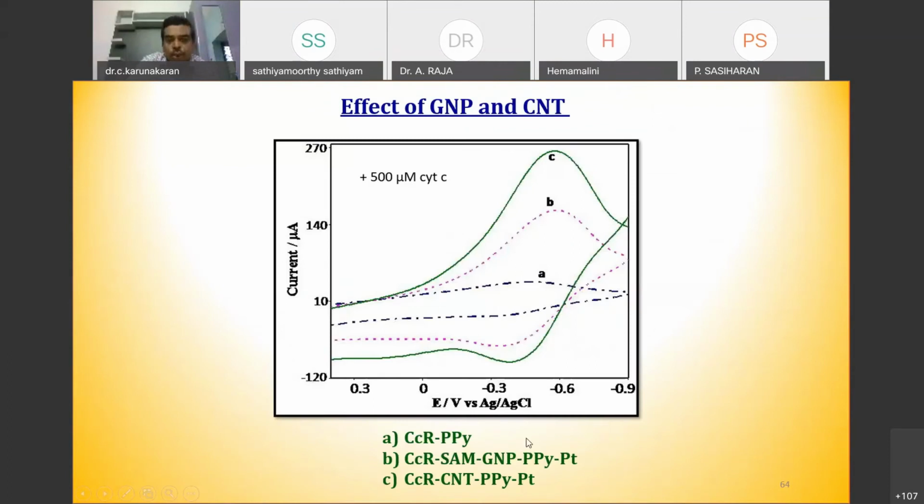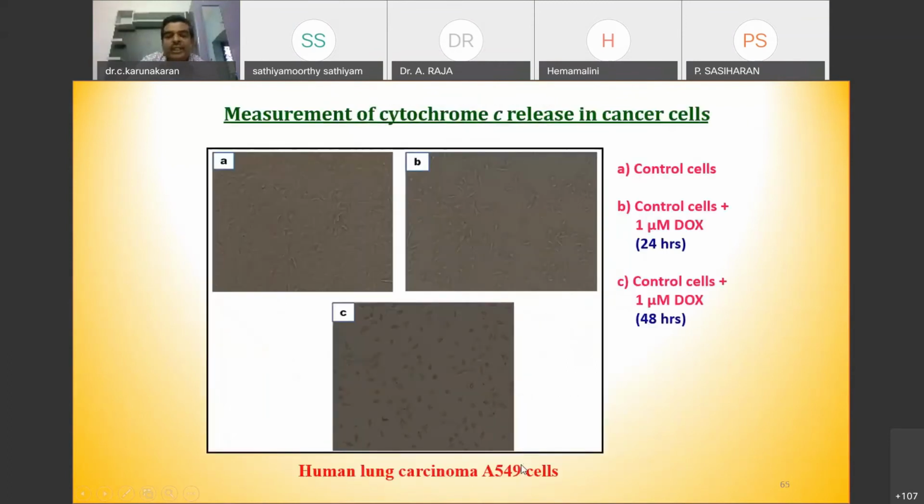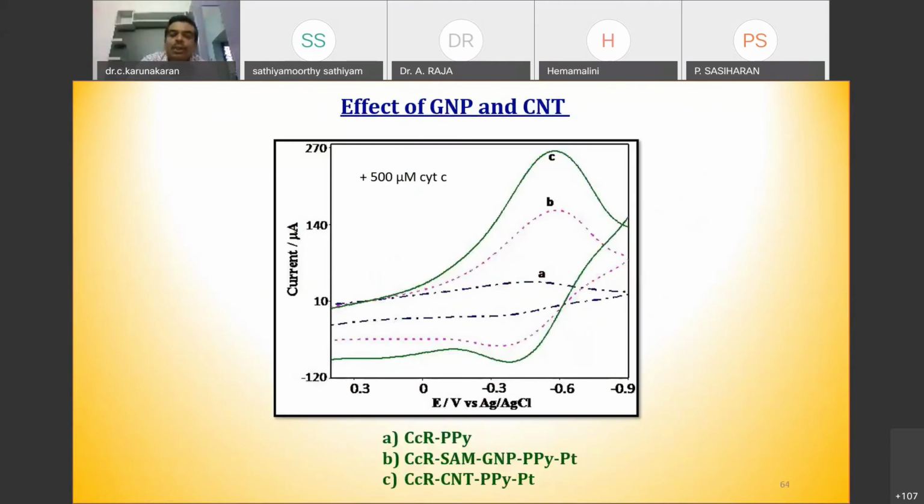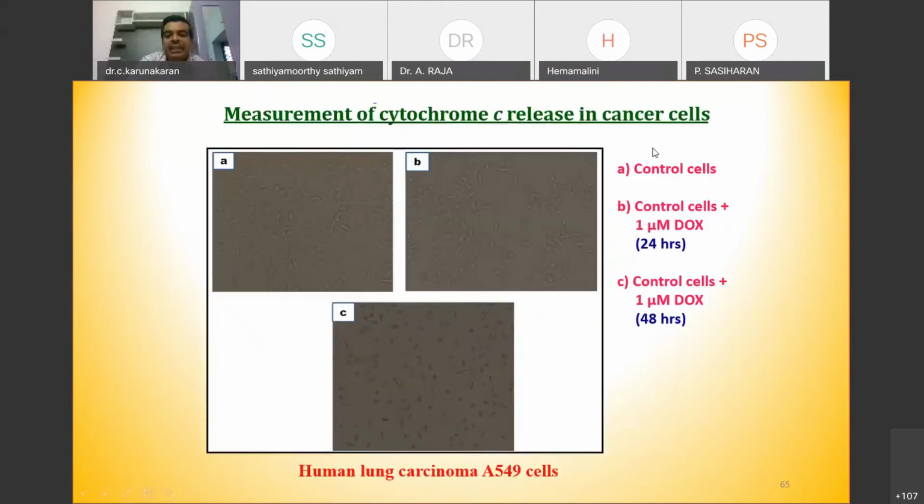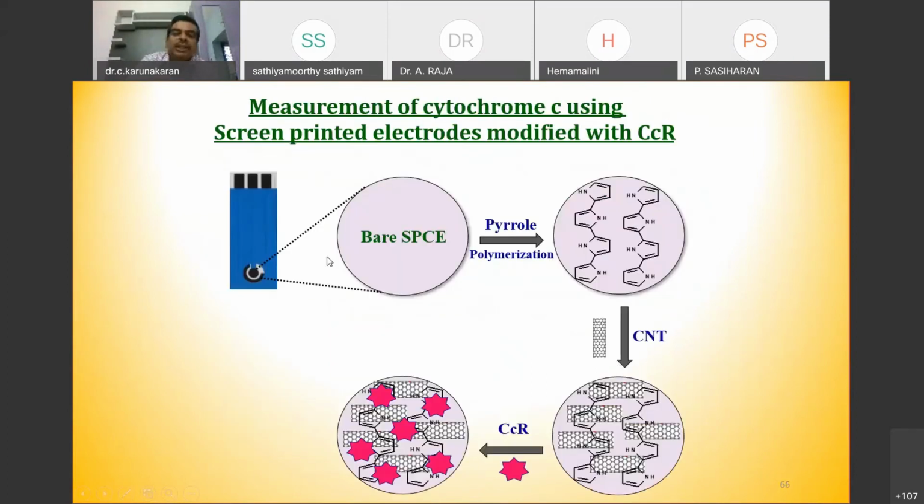We used two types of electrodes: a CNT electrode and a gold nanoparticle self-assembled monolayer electrode. We measured cytochrome C release in cancer cells. Later on, we used screen-printed electrodes, because in a screen-printed electrode only 20 microliters is required to fill the electrode surface, whereas in the previous case you need 1 ml. We used the same methodology for immobilization or bioconjugation.